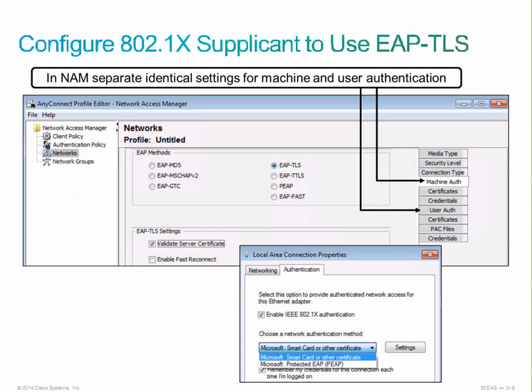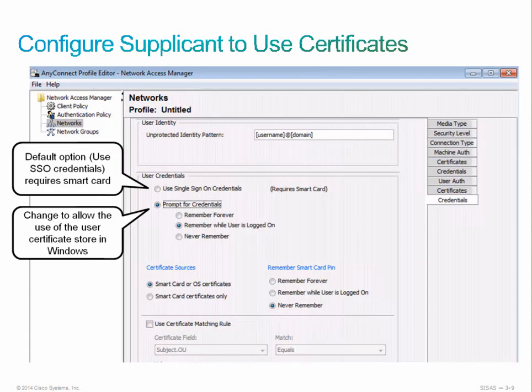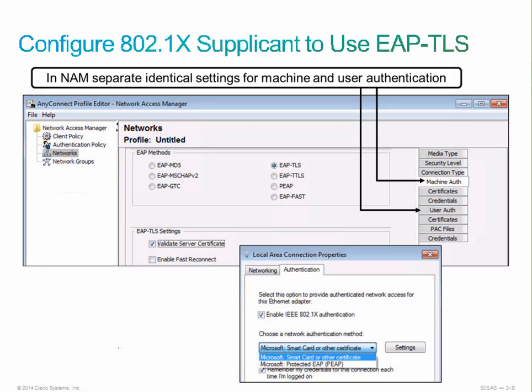In the Windows native supplicant, we need to also choose either smart card or certificate-based options. So we go under Networks, specify the EAP method, specify EAP-TLS, and then we can specify individual identities based on machine authentication and user authentication, and then specify that we want to validate this checkbox right here, validate the server certificates. So we specify EAP-TLS, we can configure the individual user or machine authentication properties.